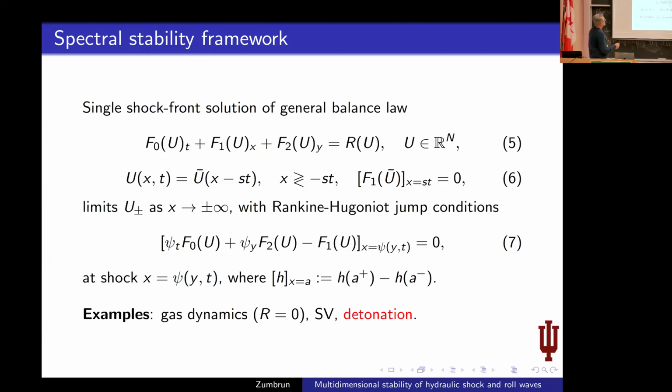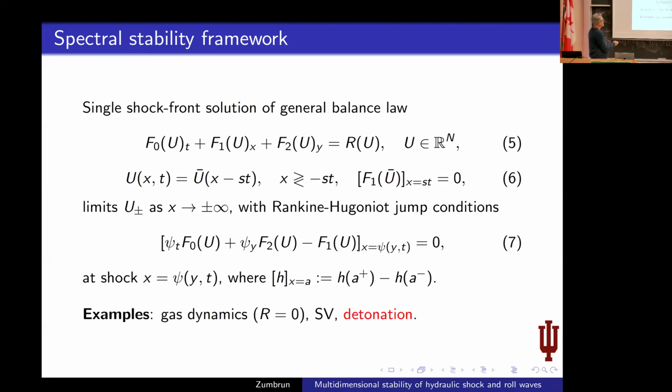Whoops, what did I do? Oh, sorry. No, that was for the profile. And then this is the linearized Rankine-Hugoniot condition. So psi is the linearized perturbation of the shock location. Psi depends on Y and T. So this is what you get.